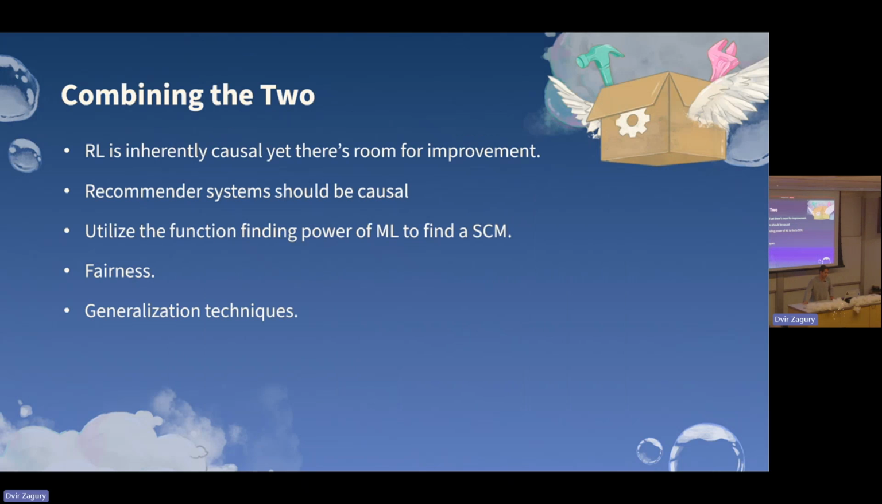Now, combining the two, we do want to combine the two because machine learning is great for estimating functions and that kind of stuff, which we have usages for in causal inference. And so reinforcement learning is causal in a way, but there's room for improvement, as I mentioned before. Recommender systems are causal in a way because you're asking about an intervention. And so you want to utilize this function finding power of machine learning to find what we call a structural causal model. This is the model behind a causal inference.